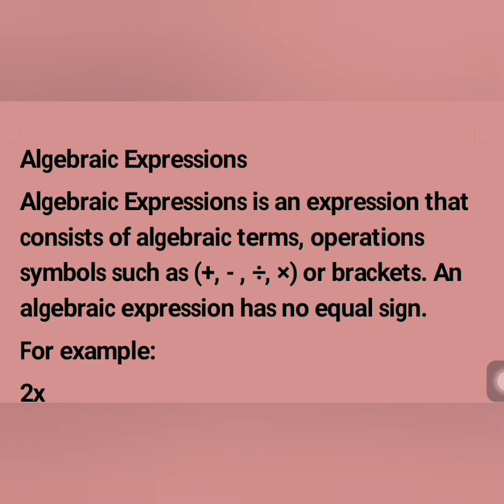Today we will learn about algebraic expression. So without any delay, move towards our today's lecture.